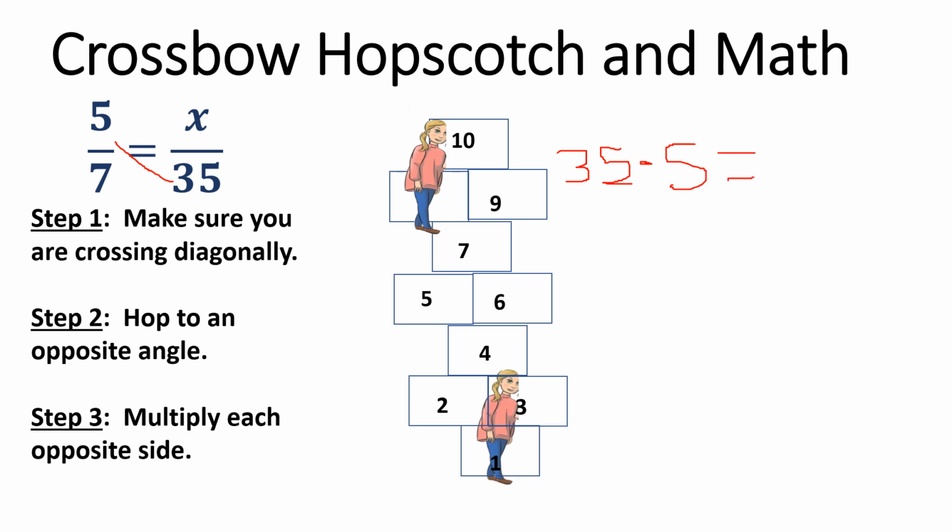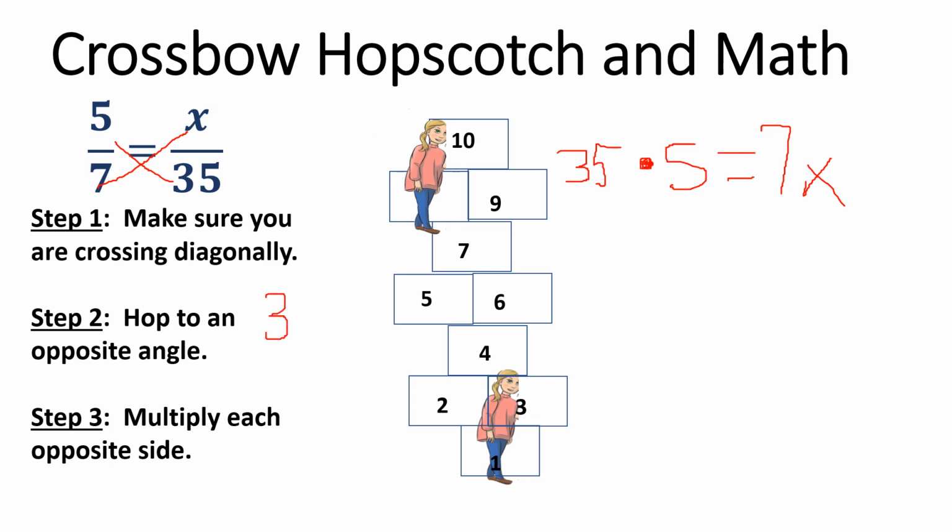And this 5 looks a little off, so I'm going to erase it and do a better one. This dot here means times, so I'm going to make it look like a dot, and equals is here. And then this is 7 times x, and that's where we get our variable. So if you're looking at your rules, you hop to an opposite angle, just to get you to think through how you can remember 7 times x and 5 times 35. And then let's multiply.